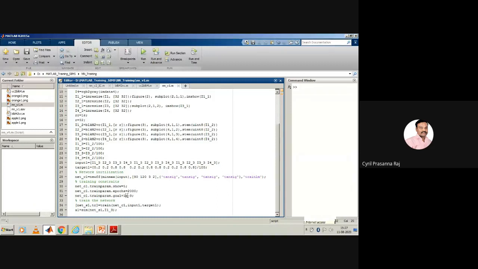The training goal basically refers to this: you are told that for image I1_3, your output should be equal to 0.2. So when you apply I1_3 the first time, your output may not be equal to 0.2; it may give you 0.8, for example. When you take 0.8 and subtract 0.2, the error will be 0.6.